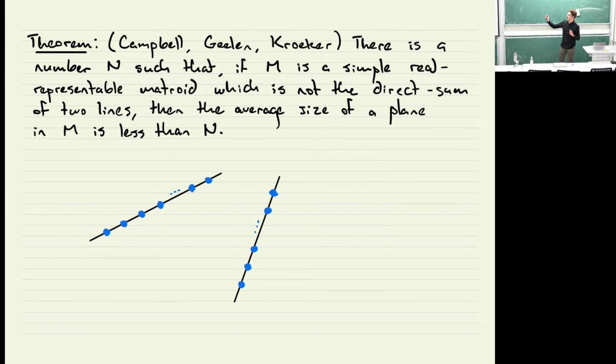And we suspect that this number n could be proved to be quite low, like a single-digit number. But even if someone proved that n is less than 100, I would find that really exciting.